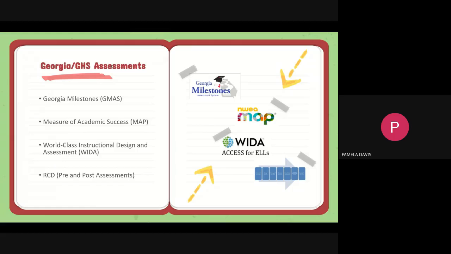For high school, 11th graders are assessed with the GAA, and they are assessed in English language arts and mathematics. Those are the two areas. Last year was the first year that GAA was online, so last year was the first year that the students started to take their assessments online in GAA.